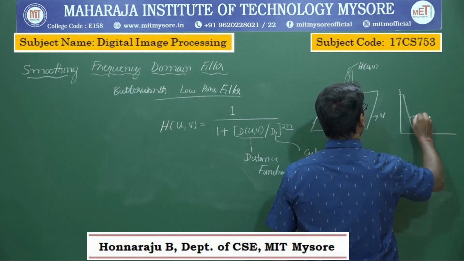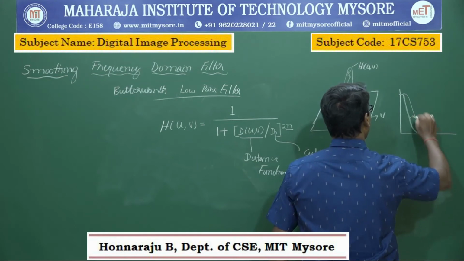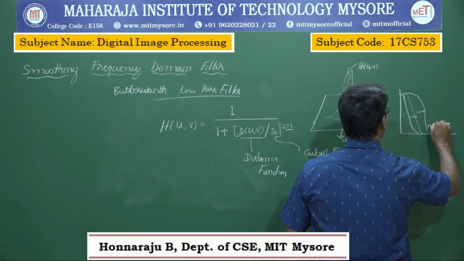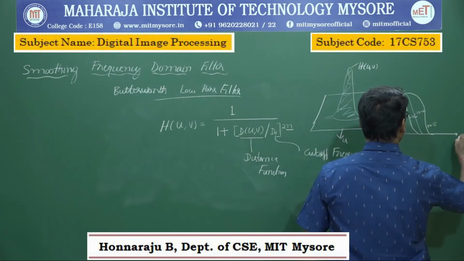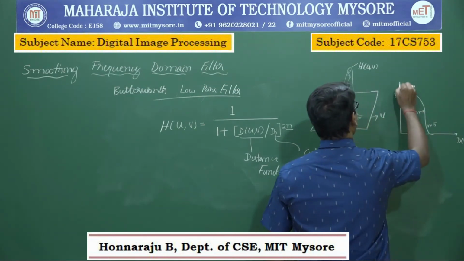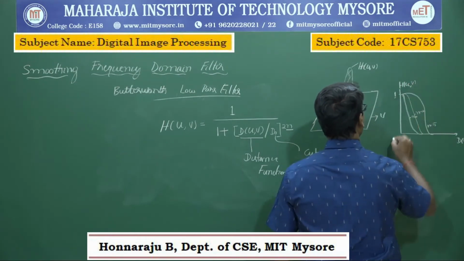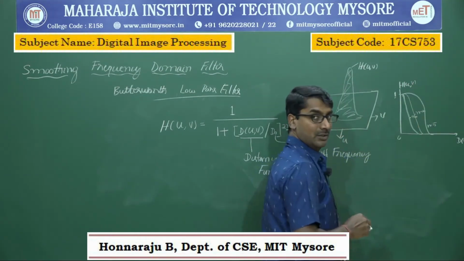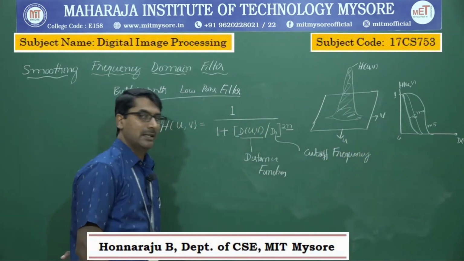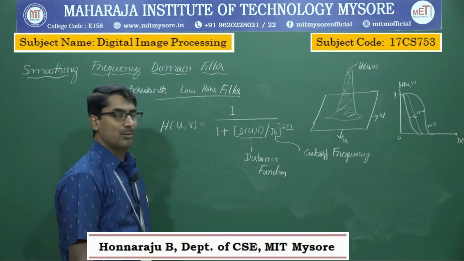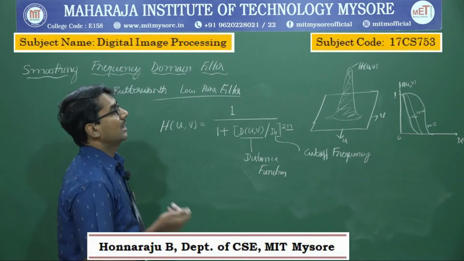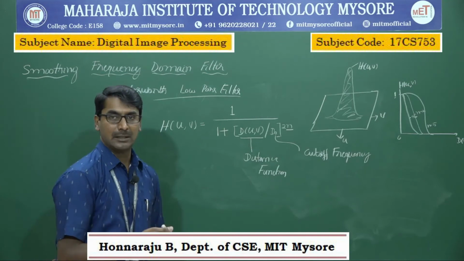Okay, if n is equal to 1, next n is equal to 2, and n is equal to 5. This is d of u comma v, this is 1, and this is h of u comma v. So if the order of the Butterworth low pass filter is 1, that is n is equal to 1, then there is no ringing effect.